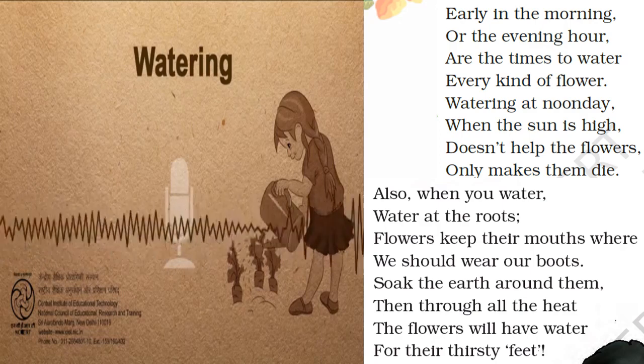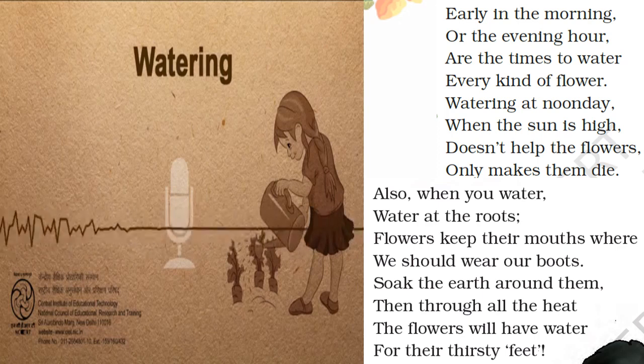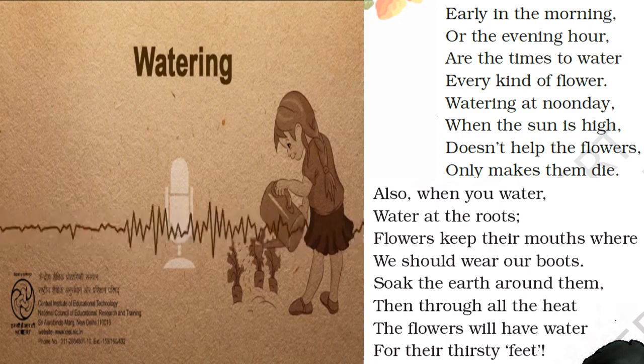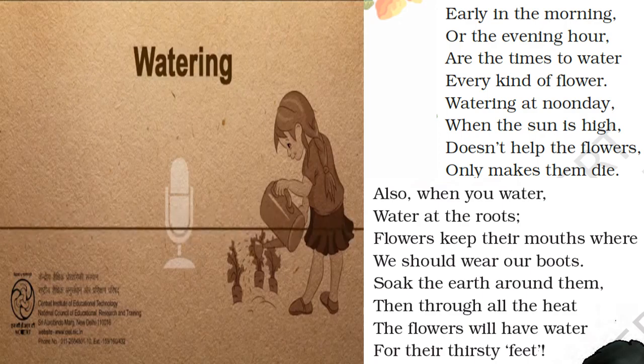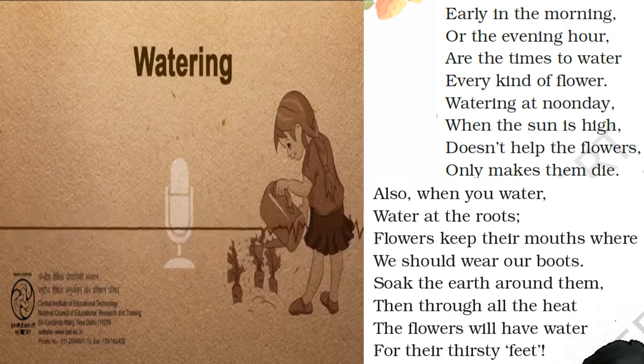Children, this is a poem which you can recite in your garden. It's called A Watering Rhyme. Early in the morning or the evening hour are the times to water every kind of flower. Watering at noonday when the sun is high doesn't help the flowers, only makes them die.